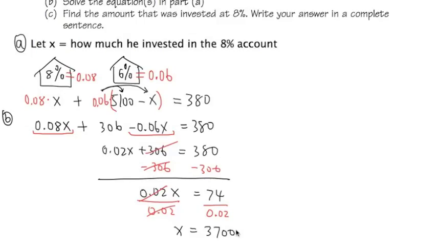3,700. So for part C, we're just going to answer the question in a complete sentence. X is equal to 3,700. It means that he invests $3,700 in the 8% account. That's all we need to write down: he invests $3,700 in the 8% account. And that's it for the questions.